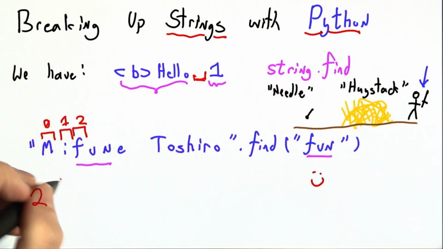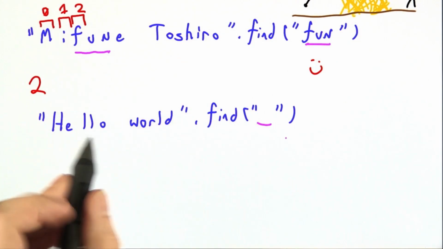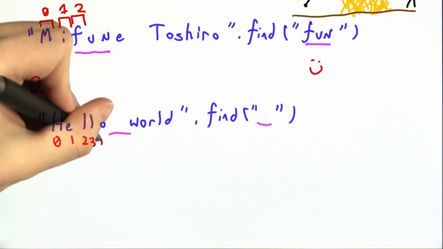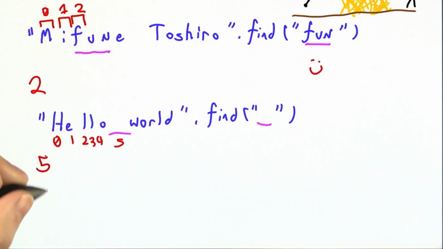Let's see a few more examples of this. We want to find a space in Hello World, and there's one right here. Position 0, 1, 2, 3, 4, 5, so our final answer is 5.